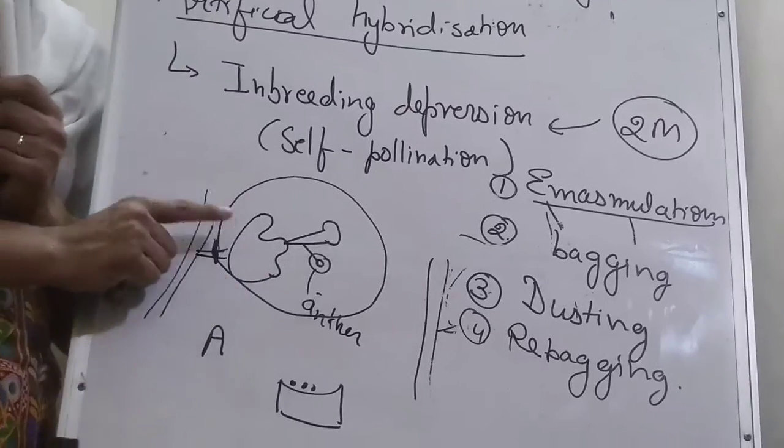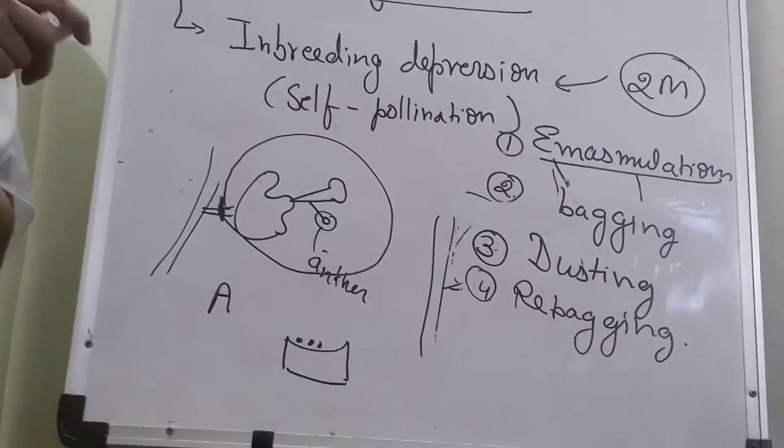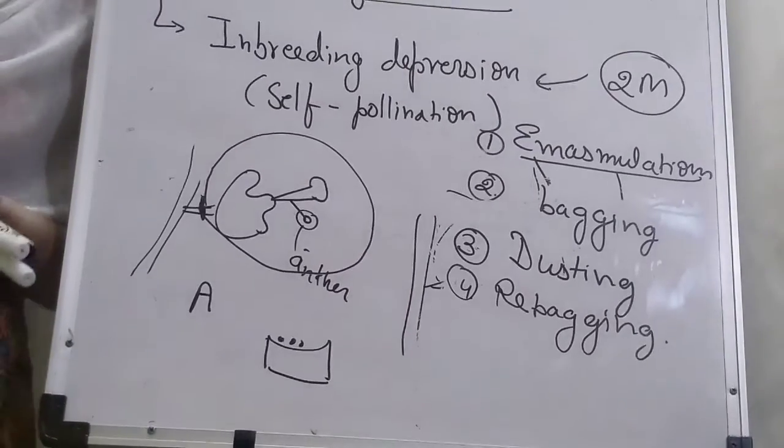So please check it once. This is step 1 and this is artificial hybridization. Okay, thank you.